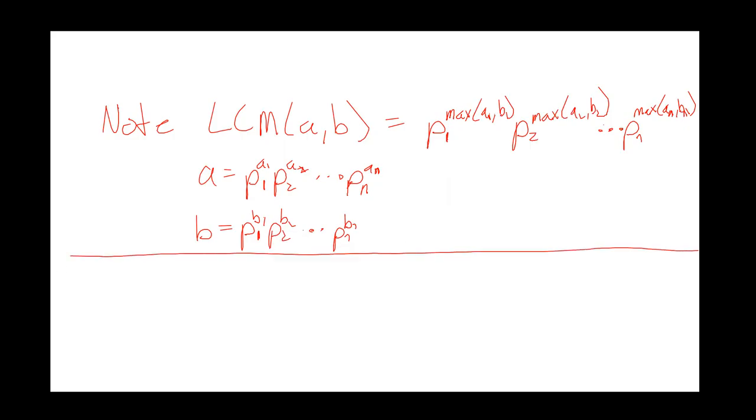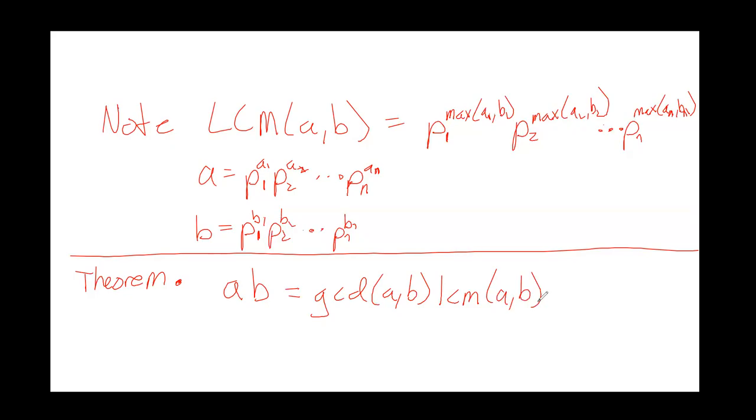One more observation. We can compute LCM also using the Euclidean algorithm as follows. The product of A and B is equal to the GCD of A, B times the LCM of A, B. And so that will wrap up our brief discussion of greatest common divisors and least common multiples. Any questions before we move on to integer representation?